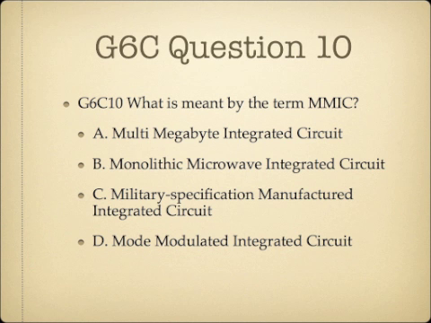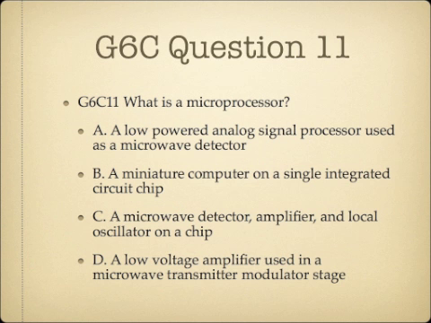Question 10. What is meant by the term MMIC? A. Multi-megabyte integrated circuit. B. Monolithic microwave integrated circuit. C. Military specification manufactured integrated circuit. Or D. Mode modulated integrated circuit. Question 11. What is a microprocessor? A. A low-powered analog signal processor used as a microwave detector. B. A miniature computer on a single integrated circuit chip. C. A microwave detector, amplifier, and local oscillator on a chip. Or D. A low-voltage amplifier used in a microwave transmitter modulator stage.